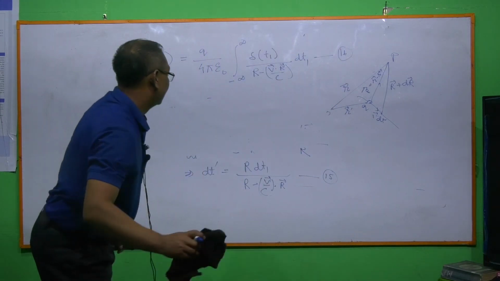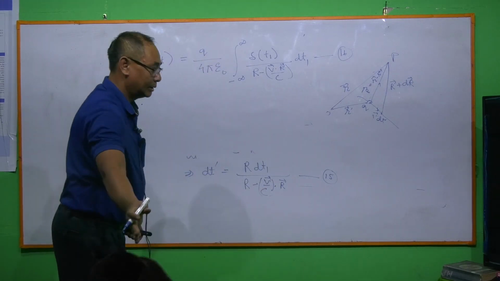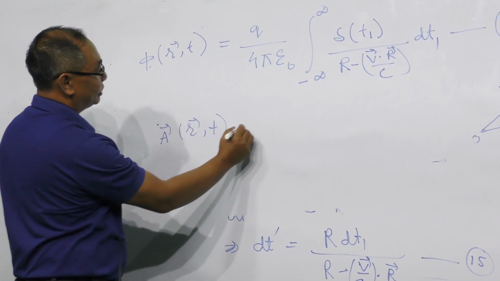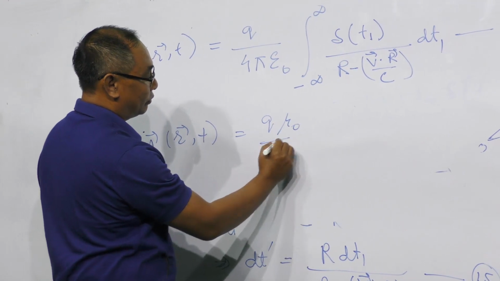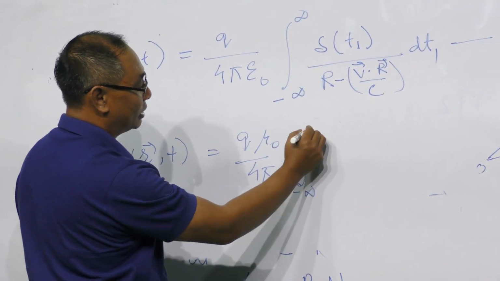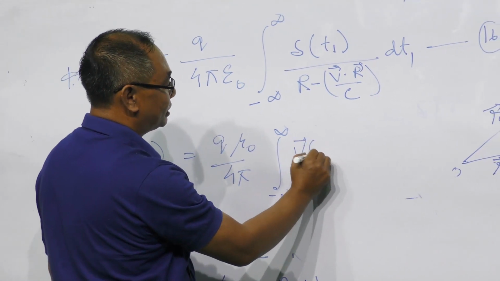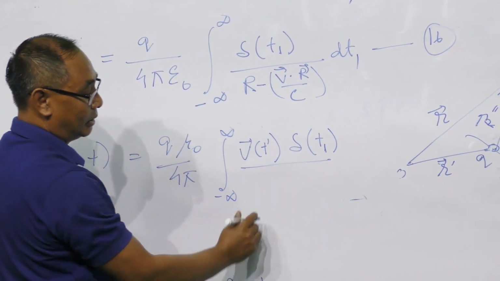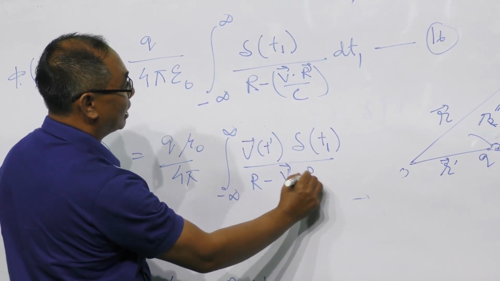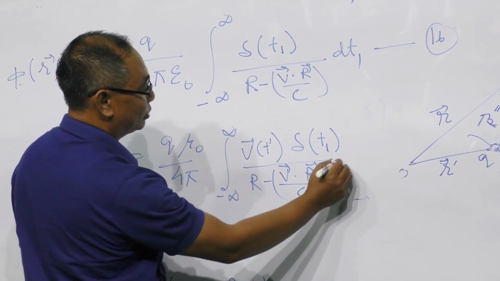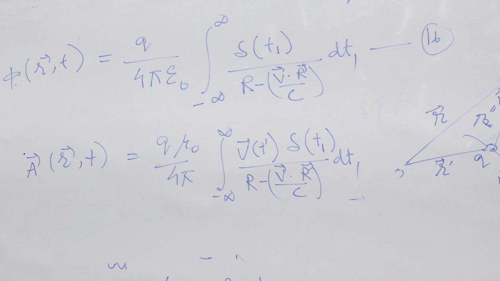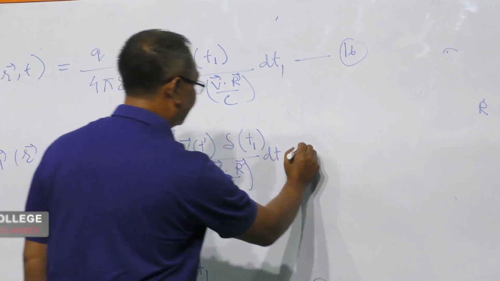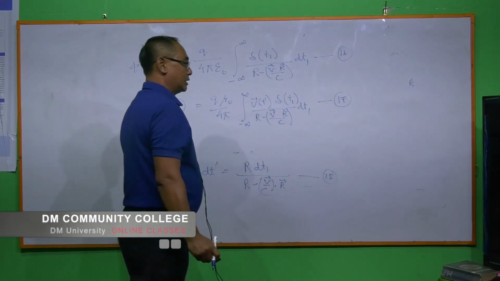And similarly I can write A of r comma t, this will be equal to q mu naught by 4 pi, integration from minus infinity to plus infinity, v of t prime delta of t1 divided by r minus v vector dot r divided by c, into dt1. And I can write this as equation number 17.